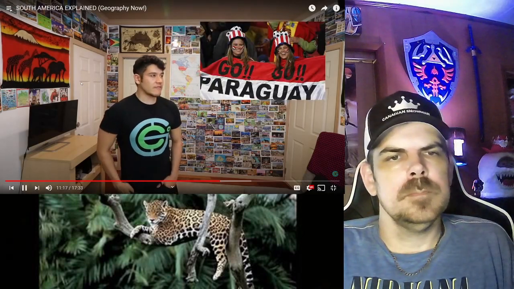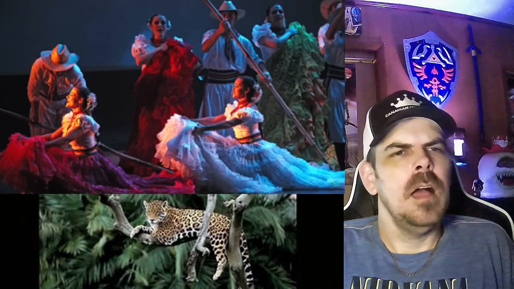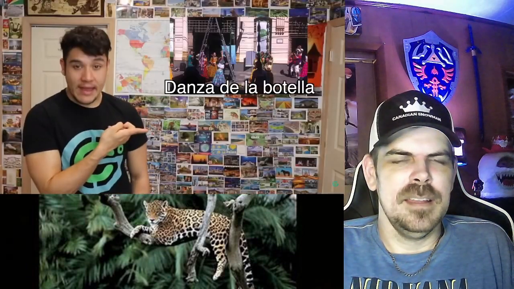Culturally, they are more rural and rustic. They're known for being good horse riders. They love drinking tereré. They love playing that bouncy galopas and guarinas country music. And finally, the women are famous for doing the danza de la botella, or the bottle dance. It looks really cool, like they balance bottles or jars on their head, and sometimes they stack them up like 10 high. Pretty cool, very underrated, I say.